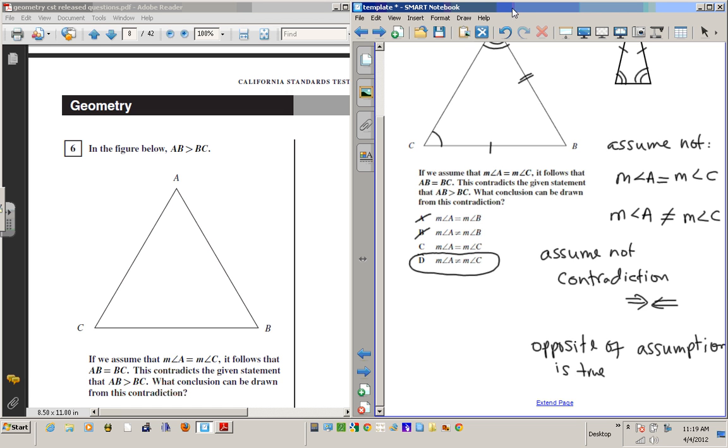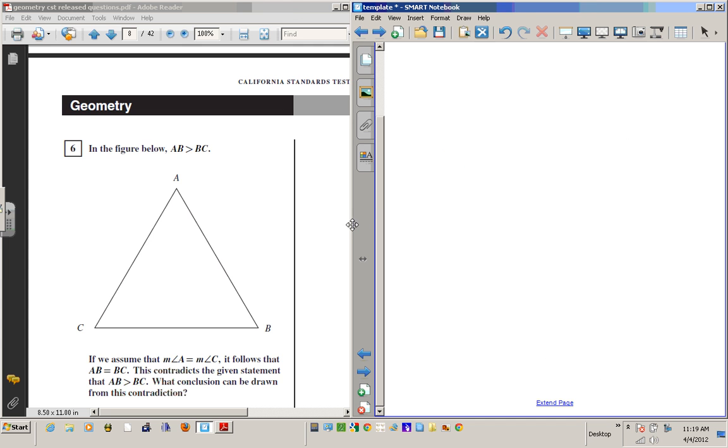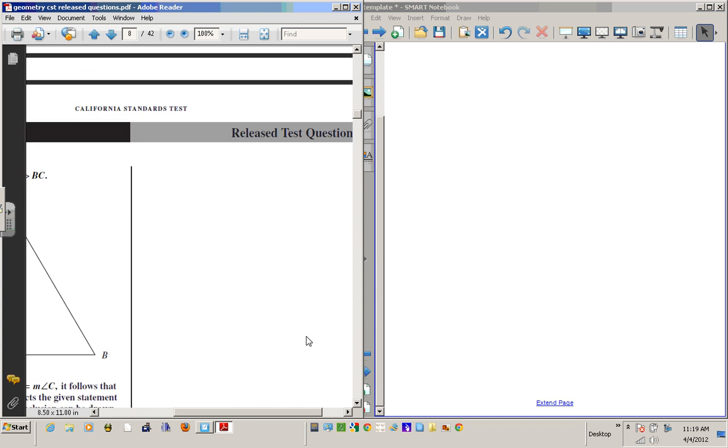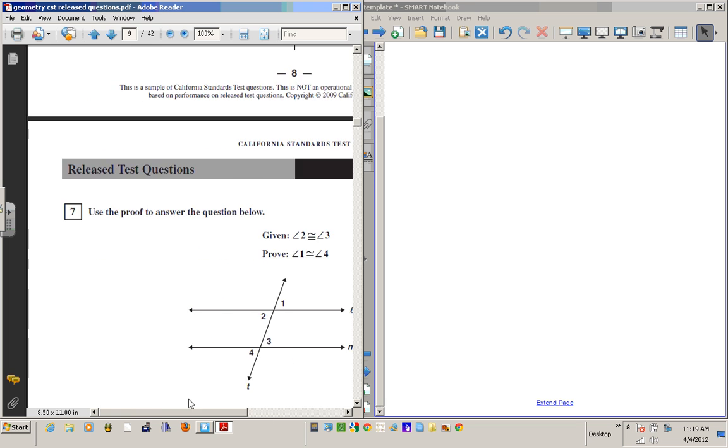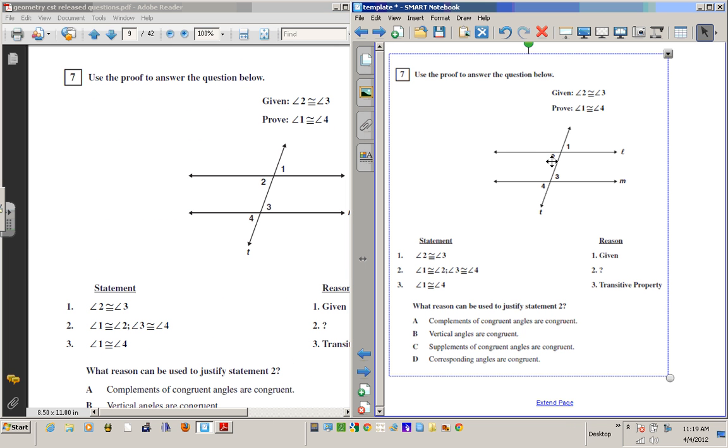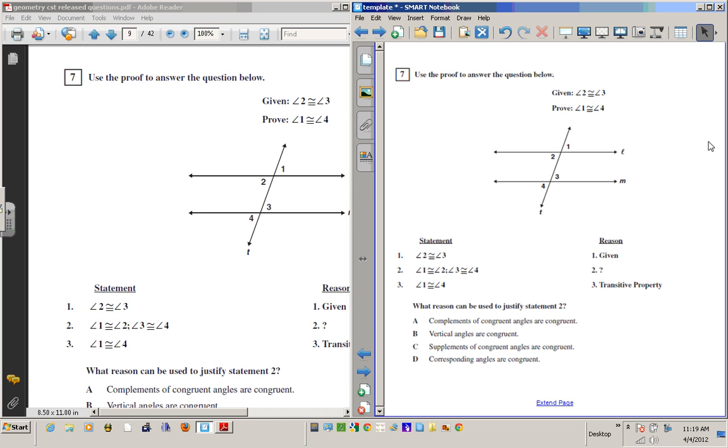All right, let's go ahead and move on to number 7. Number 7 says use the proof to answer the question. This is also another case where you have parallel lines cut by a transversal. How do I know that? You're told here that angle 2 is congruent to angle 3. These are alternate interior angles. So if angle 2 is congruent to angle 3, since they're alternate interior angles, it follows that line L is parallel to line M.